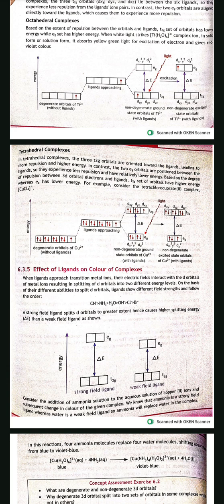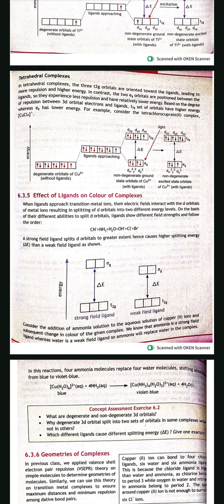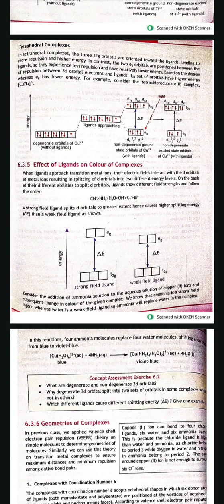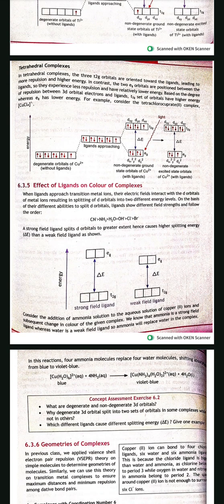The excitation of an electron gives red-violet color. So this is the color of the complex. In the tetrahedral complex, the 3 t2g orbitals are oriented towards the ligand, leading to more repulsion. In contrast, the 2 eg orbitals are positioned between the ligands, so they experience less repulsion and have relatively low energy. So the energy of eg is less than the t2g in the tetrahedral complexes.